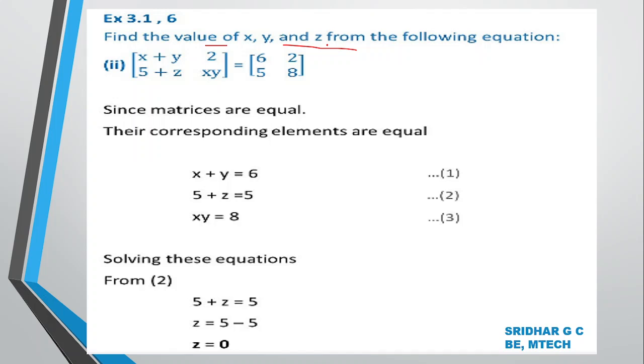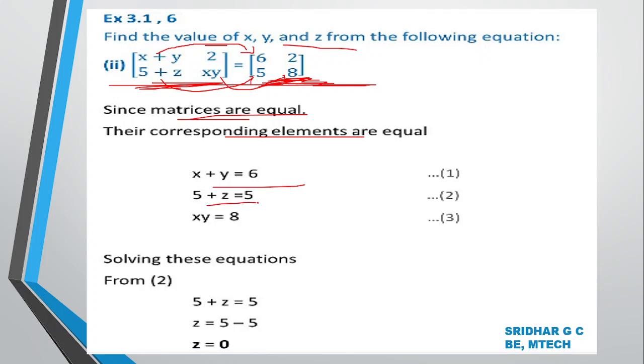Next, find the value of x, y and z in the same way. Here they have given the same kind of matrix. See, this matrix is 2 cross 2, and the other is also of order 2 cross 2. Since the matrices are equal, corresponding elements are equal. But here x plus y equals 6, 5 plus z equals 5, xy equals 8. So write all the three. x plus y equals 6, 5 plus z equals 5, xy equals 8. Clear?